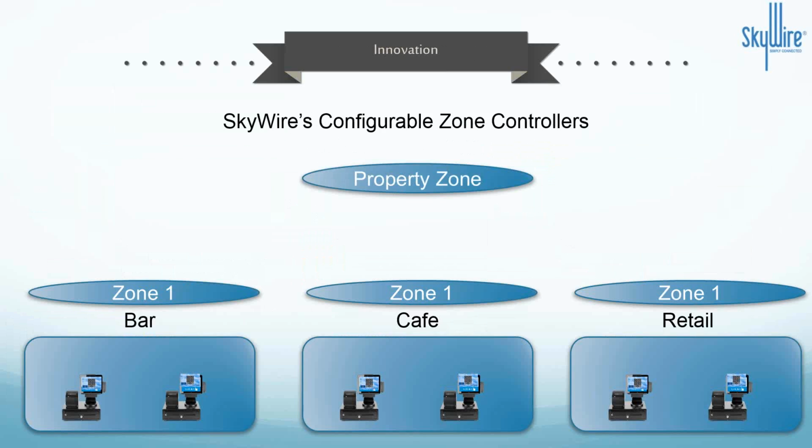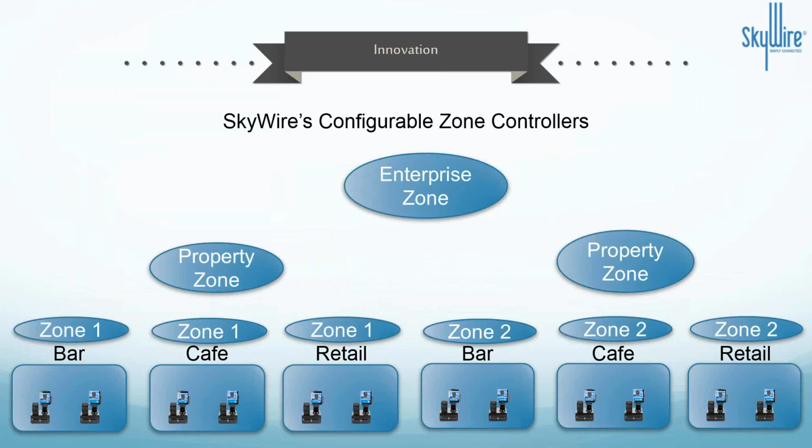So this takes SOA, service-oriented architecture, to the next level. This allows you to configure the site the way you need to run most effectively. Taking this a step further, if I have multiple properties, I'm just stacking these zones on top of each other. The cafe goes to zone 2, that reports to the property zone, and the property zone reports to the enterprise zone. So think of it like Legos. You just stack them on top of each other, and all the data will flow up based on your settings.